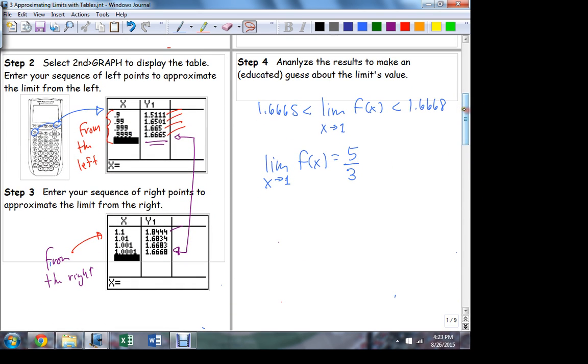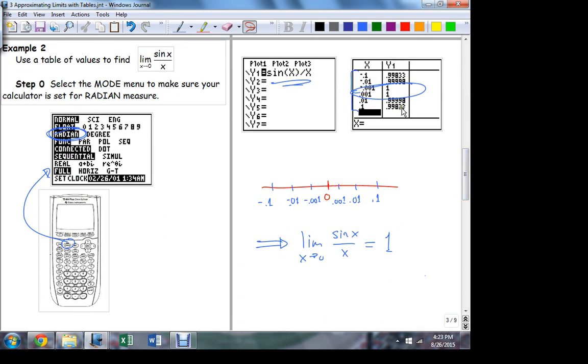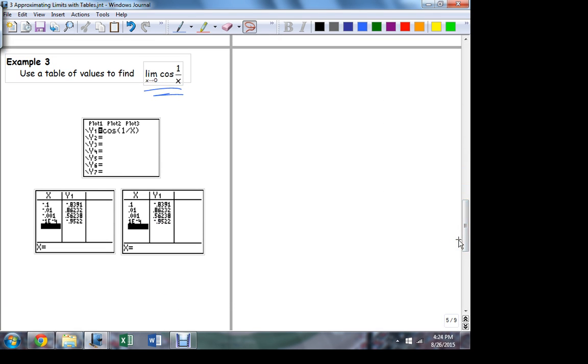When I look at what happened here, every time I got closer, I could see these values getting closer and closer, starting to settle down. Same thing for my sine function here. The closer I got to the limit value, the closer these values got to 1. They were always getting closer as I went along. But here, I don't see that. I just see some kind of random jumping up, down, positive, negative, nothing settling down.